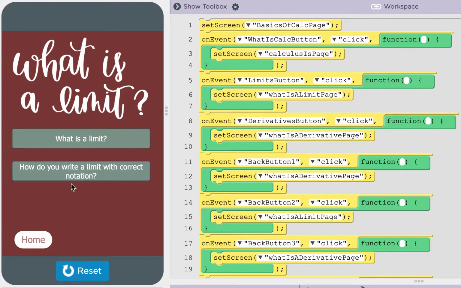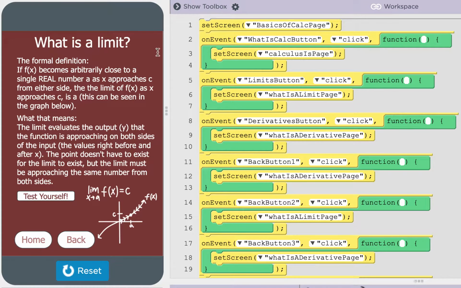The first question underneath this topic is, what is a limit? The formal definition of a limit is: if f(x) becomes arbitrarily close to a single real number a as x approaches c from either side, the limit of f(x) as x approaches c is a, which can be seen in this graph below. It helps to look at c and a, and just look at how they relate to each other to understand that.